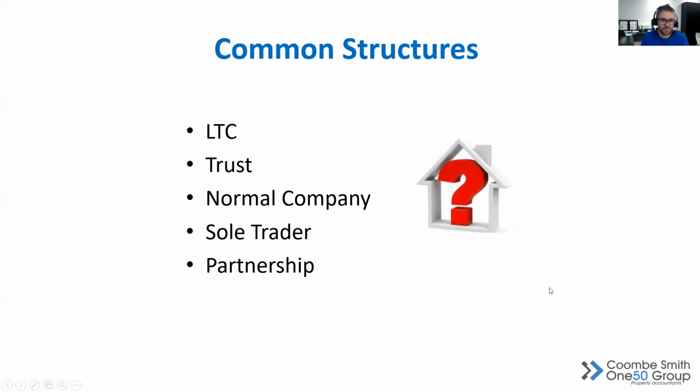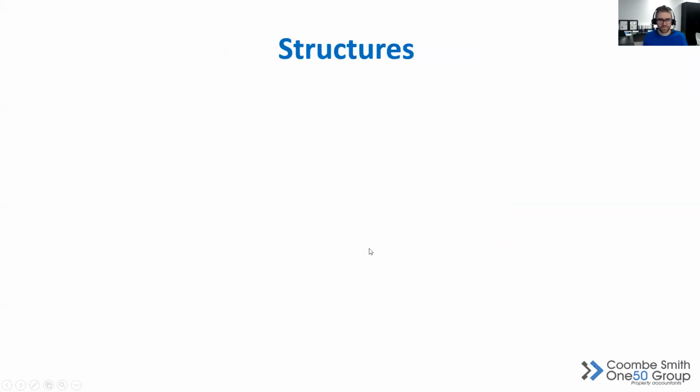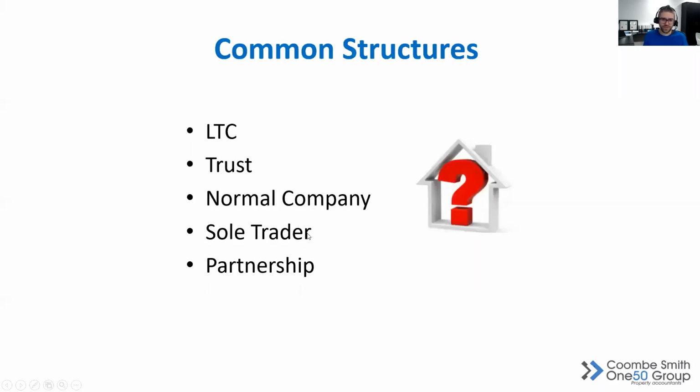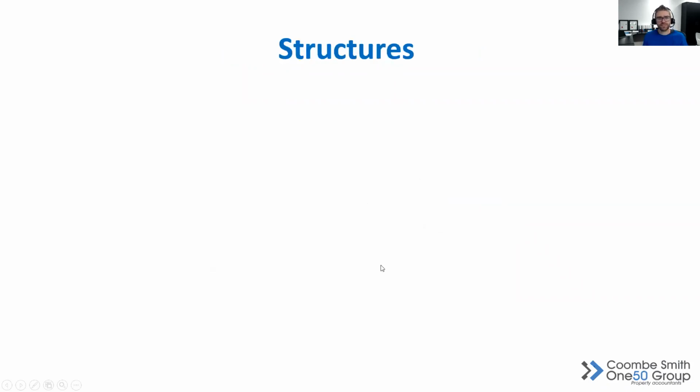LTC is a look-through company. It's a normal company that's made an election to become a look-through company, and it means the profit or loss flows through to shareholders. We've got a trust. We've got a normal company, sole trader, partnership. Generally, I pretty much never use these two. I'm generally looking at something higher up for flexibility.